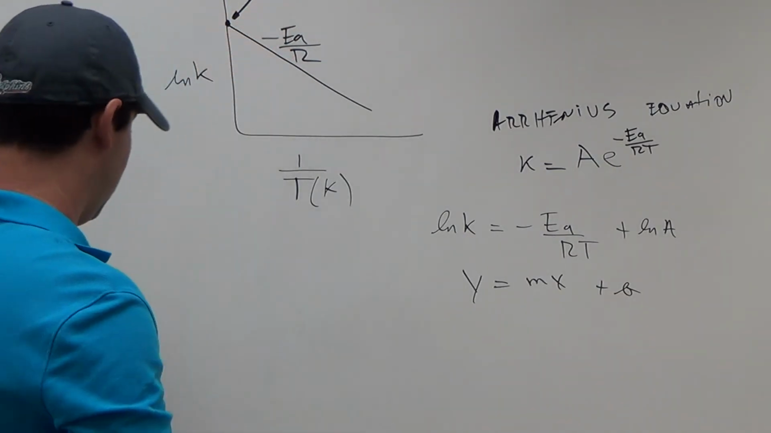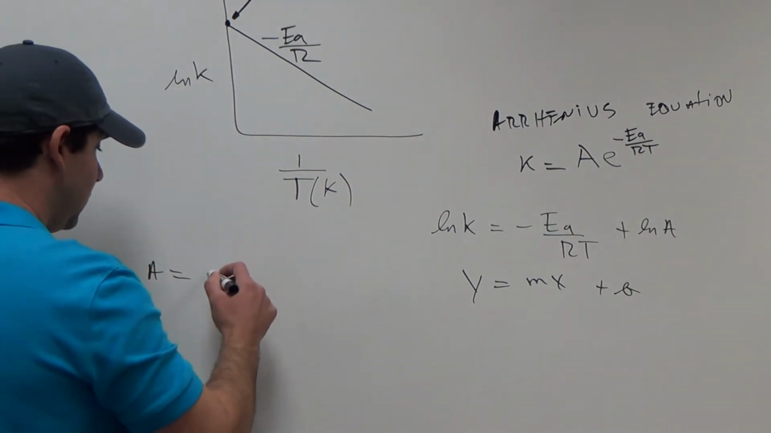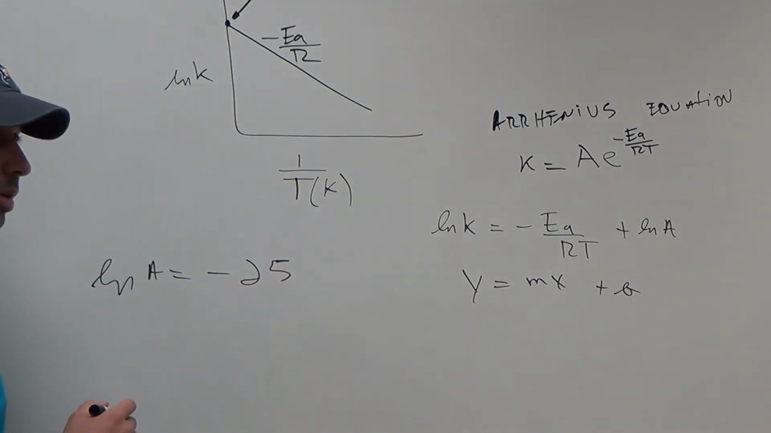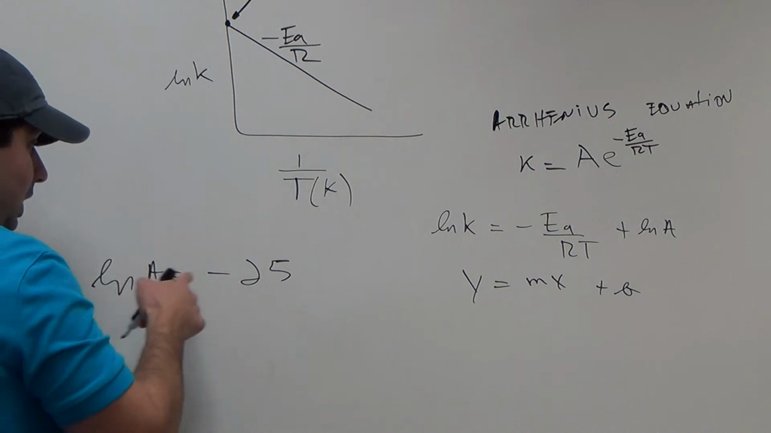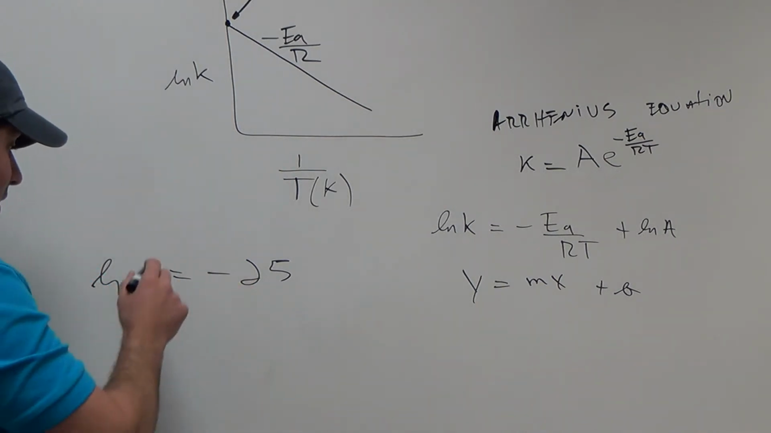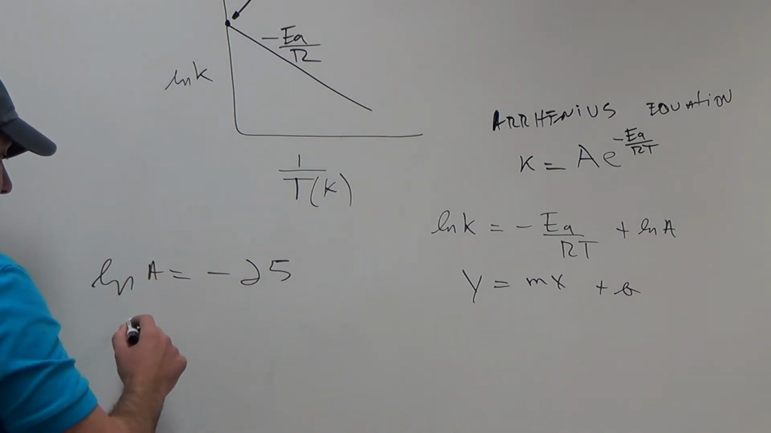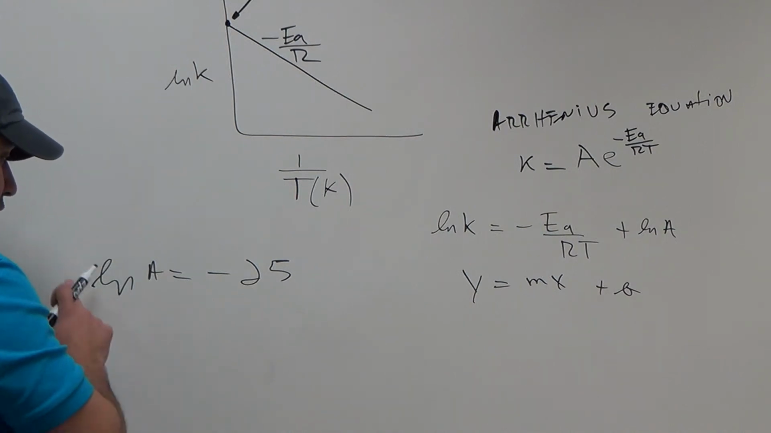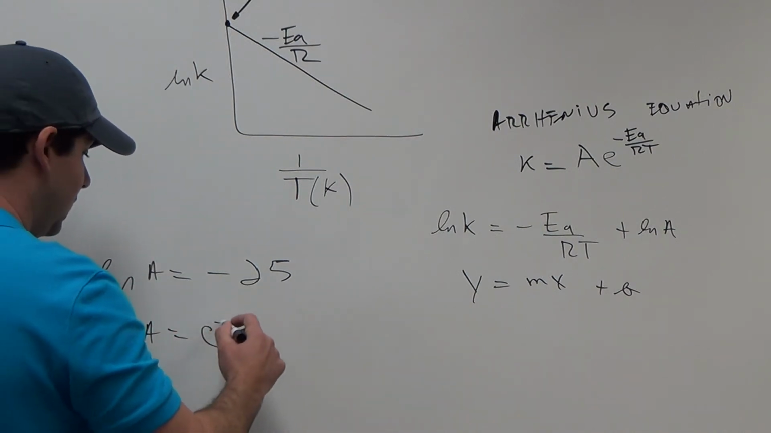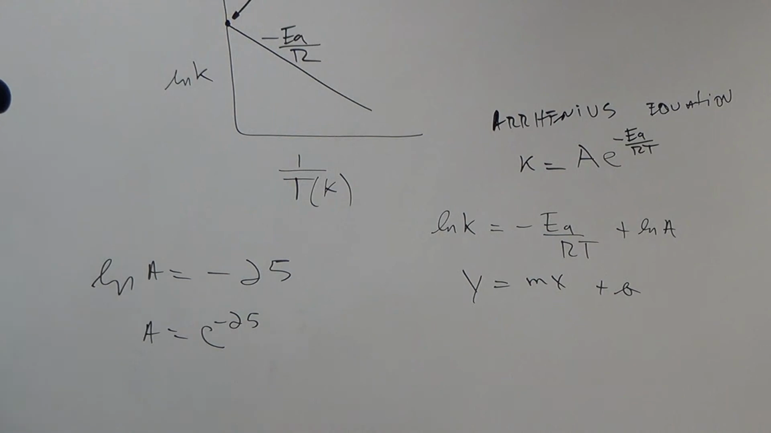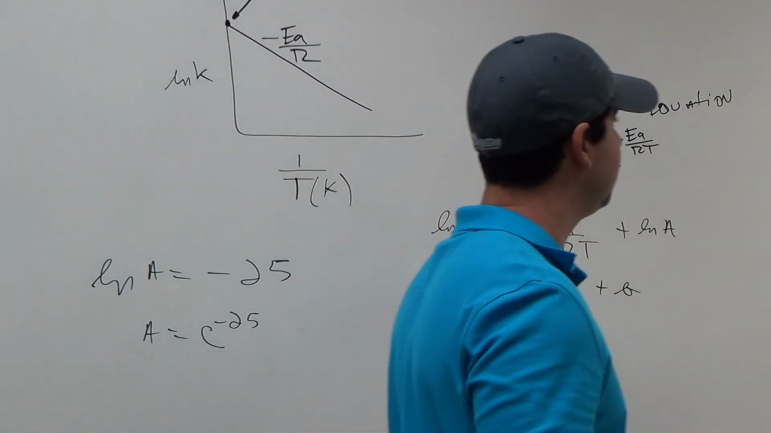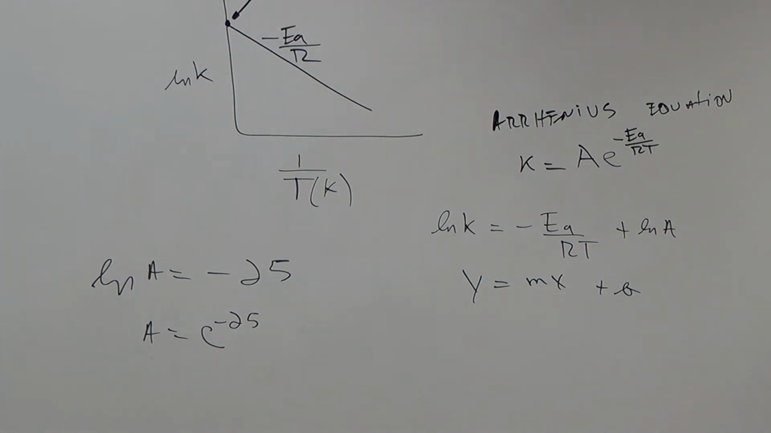It's not. Ln of A is equal to minus 25. This A is not minus 25, yes? I've got to get rid of this ln, so e to the minus that. e to that is just A, and e to the minus 25. That's how you find this number. Okay? Very good. So let's say I wanted the energy of activation for a reaction.